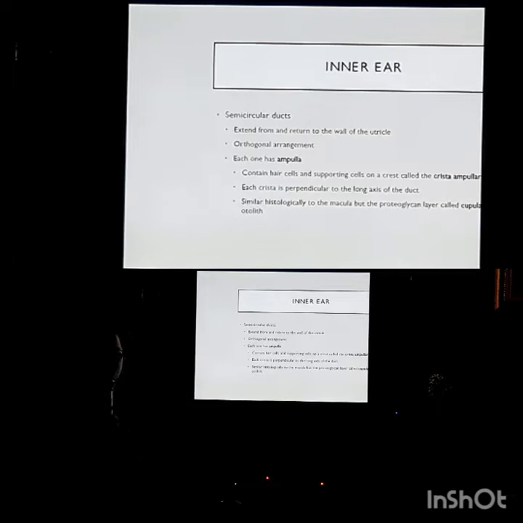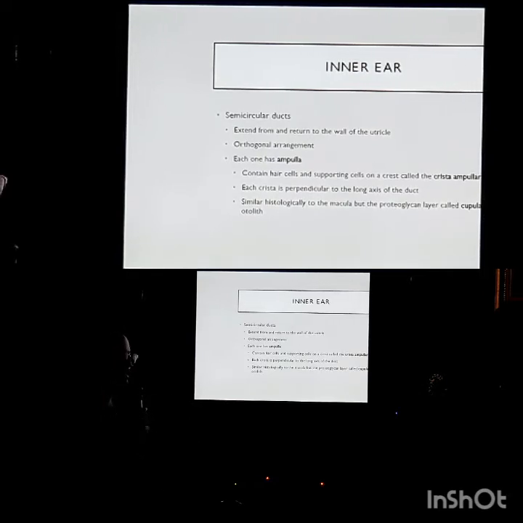And then we move to the semicircular canals. So we're through talking about the utricle and the saccule, or the vestibular part of the inner ear. So now we're moving to the semicircular canals. The semicircular canals extend from the wall of the utricle. They are orthogonal in arrangement, meaning they are at 90 degrees with each other. And you have to remember that the semicircular canals are paired organs. So the right horizontal canal is partnered but opposite to the left horizontal canal. The right superior canal is opposite and partnered with the left inferior canal, and vice versa.